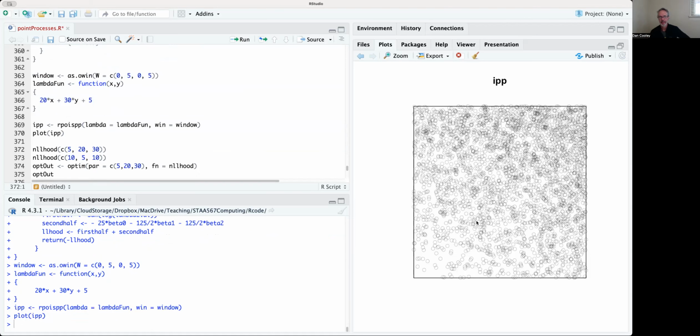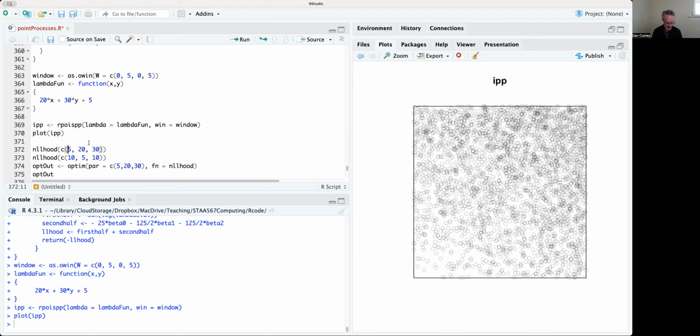Here is that guy. This is a little different than we saw in the last video, where I did it on the square from 0 to 10. But we're still seeing some evidence of that inhomogeneity. We have fewer points down here than we do in the upper right. The true values are beta naught is 5, beta 1 is 20, beta 2 is 30.